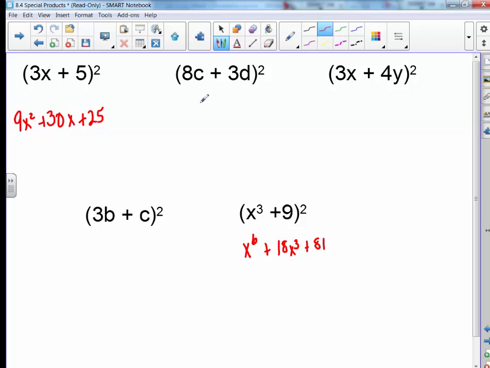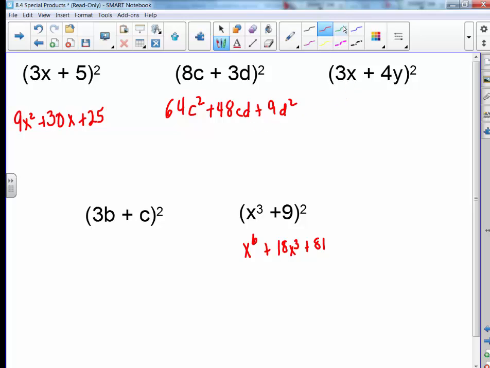All right, so we've got 8c squared, which would be 64c squared. We square the first one. Then we go 2 times 3 is 6, times 8 is 48cd. And then 3d squared is 9d squared. All right, let's see how you do now. Do this one and this one, pause the video, and then come back to me, okay?